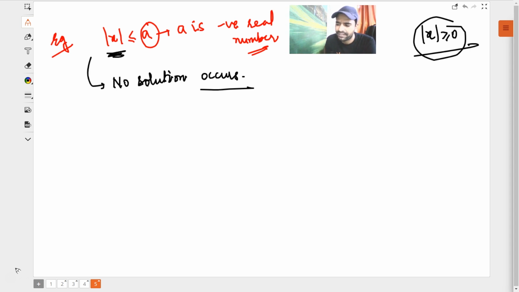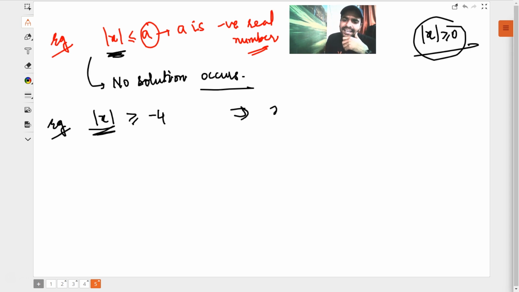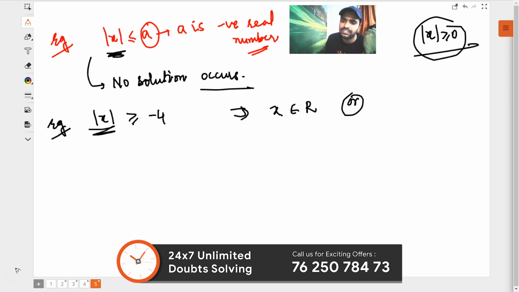All right, one more property which is left, guys, is that if this thing is written, mod of x is greater than or equal to, this time the symbol is opposite and it is written as -4. Let's say a negative number is written over here. I know that this thing written over here will always be positive, right? So this will always be greater than or equal to -4. So the solution of this inequality is that x belongs to all real numbers, or I can write in English that x can be any real number.